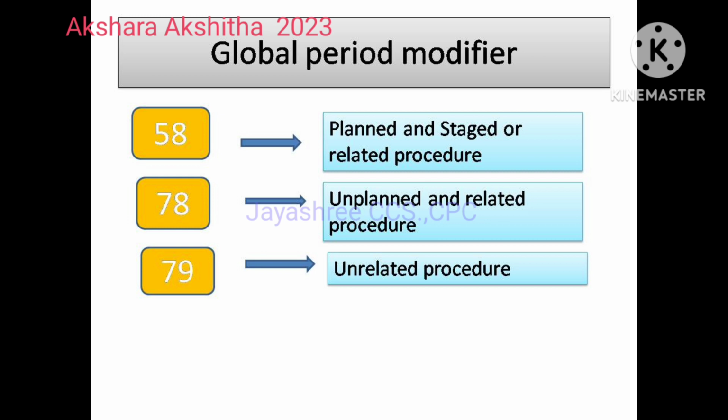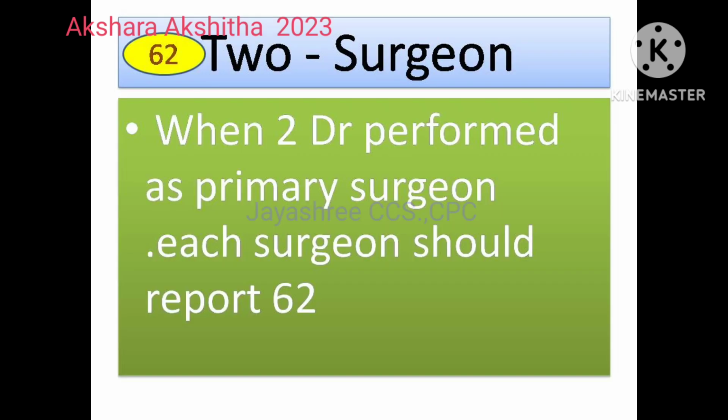So during that global period, whether the main procedure has a 90 days or 10 days global period, during that time the patient comes for a second procedure. The second procedure is either related or unrelated. If it is related, it is either a complication or non-complication. If it is a complication, then 78; if it is non-complicated, meaning planned, then 58 modifier. Okay, then the next modifier is 62 modifier, two surgeons.